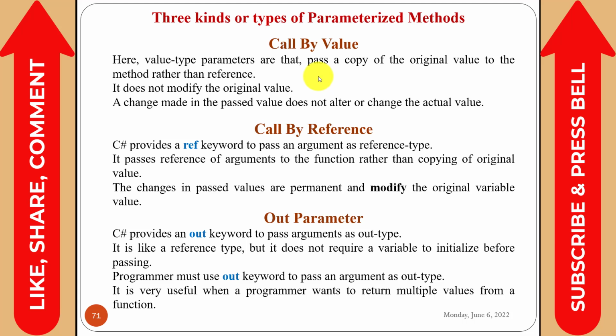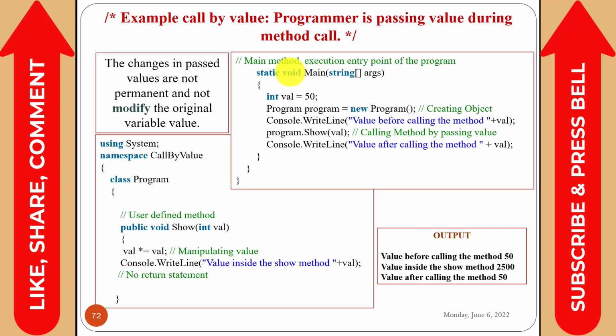Now come to the examples. Here is the first example, call by value. We will understand it here. The programmer is passing a value during the method call. Here is a namespace, call by value. Inside the namespace we have a class Program. Inside the class Program we have one show method.